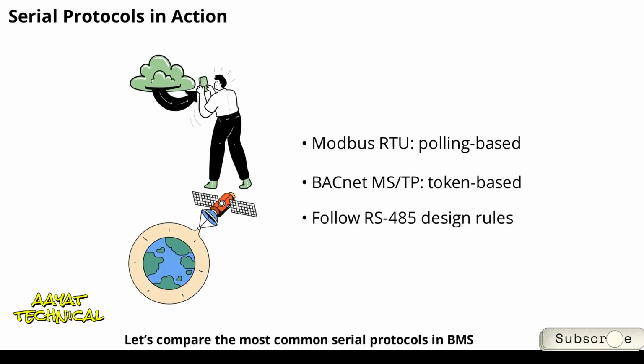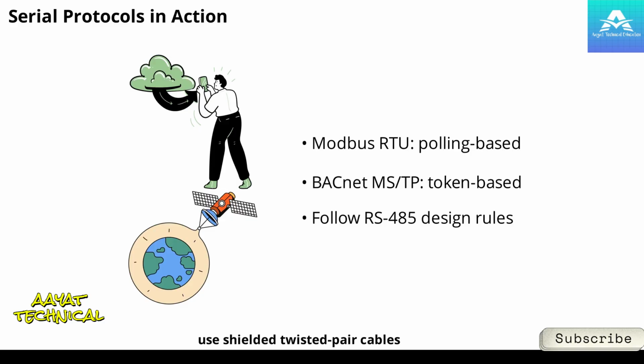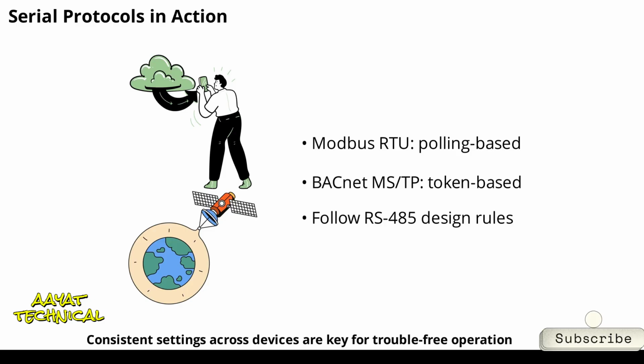Let's compare the most common serial protocols in BMS. Modbus RTU is polling-based and easy to integrate, making it a favorite for many device manufacturers. BACnet MSTP, on the other hand, uses a token passing method, which helps prevent data collisions and ensures smooth communication. Other protocols like KNX and LonWorks are also used, especially in lighting and legacy systems. When designing RS-485 networks, remember: limit each segment to 32 devices, keep cable runs under 1,200 meters, use shielded twisted pair cables, and always terminate both ends with resistors. Consistent settings across devices are key for trouble-free operation.